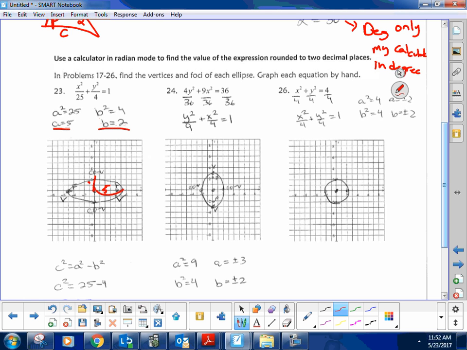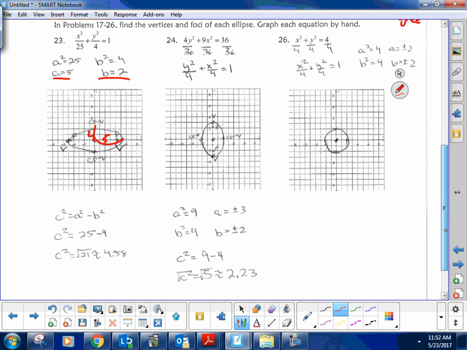This is 2. Foci was this amount by using a squared plus b squared. Actually, I probably should bring it down more because I want to say I have the solutions there. So like 4.58 is the value here. But I want you to try that. Same thing with this one.